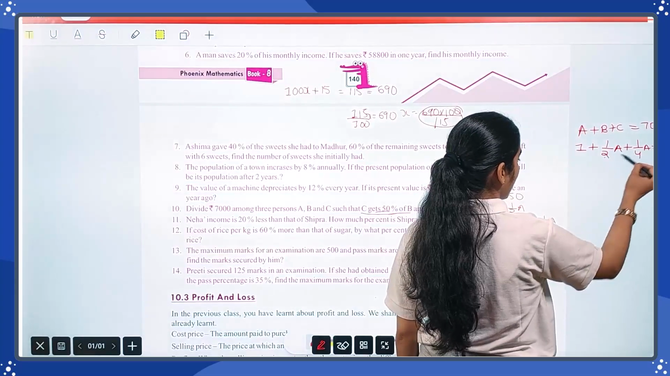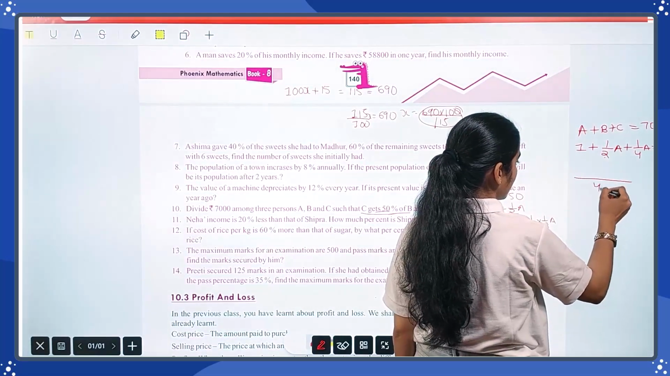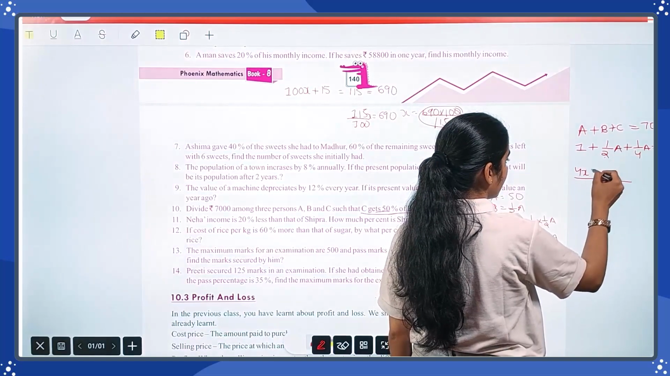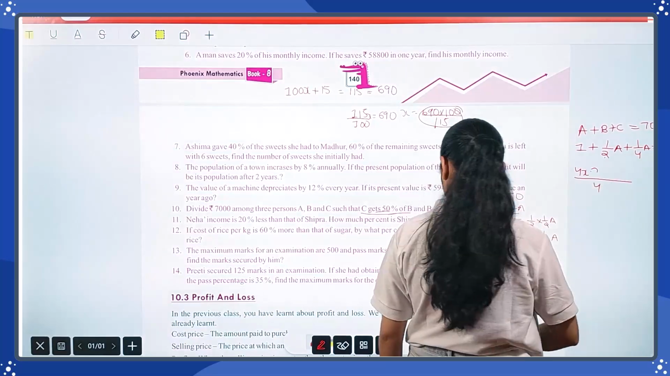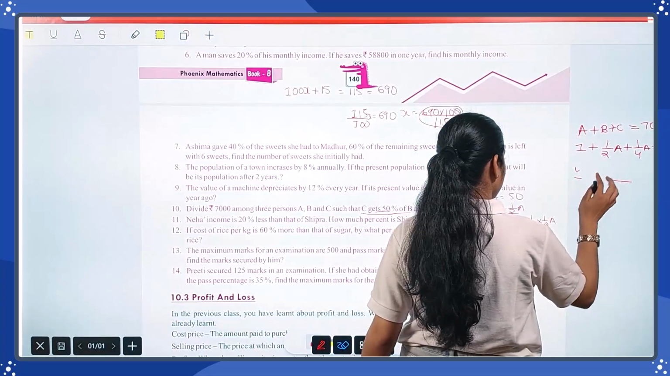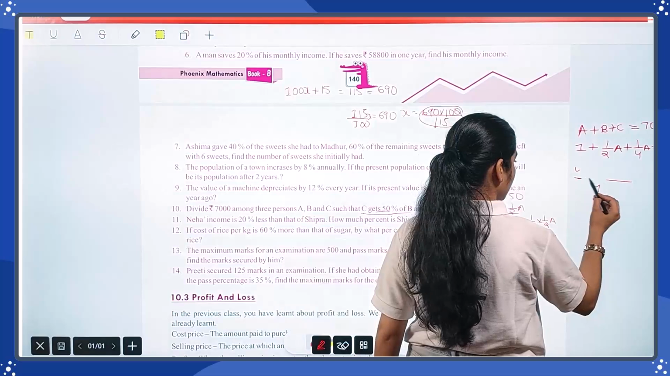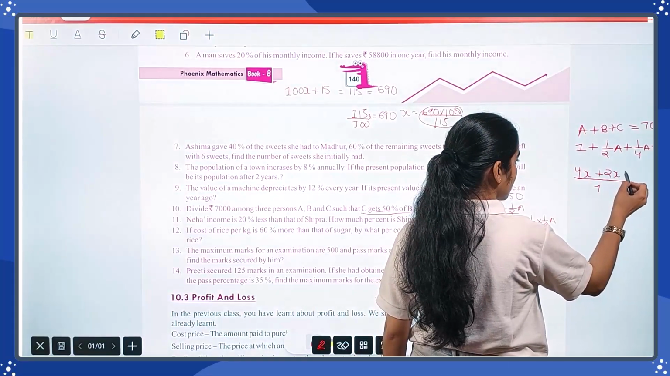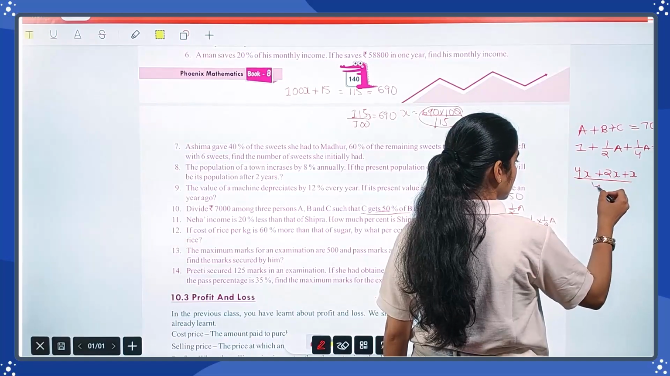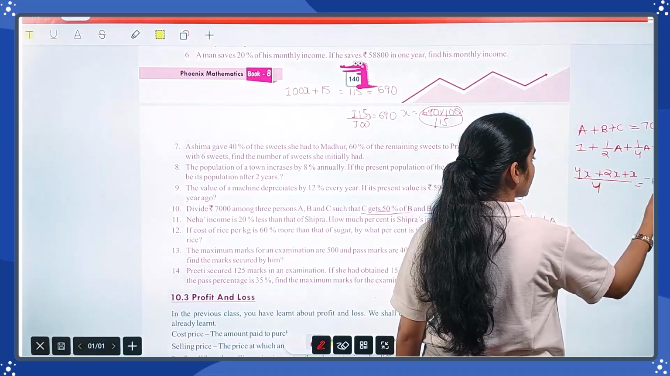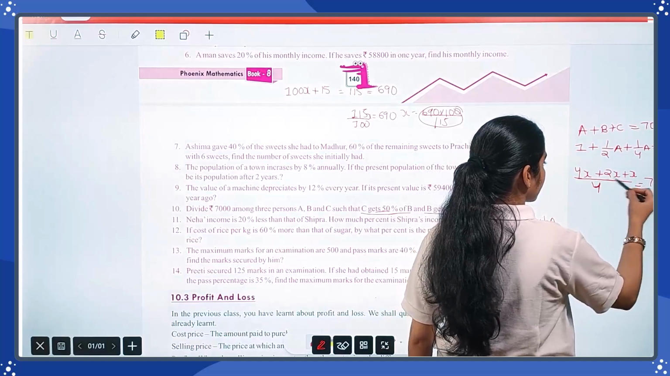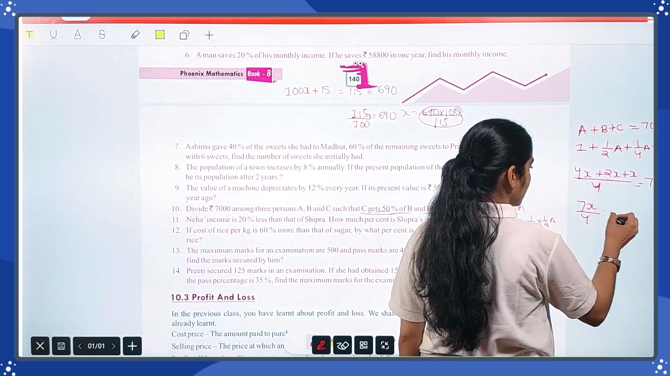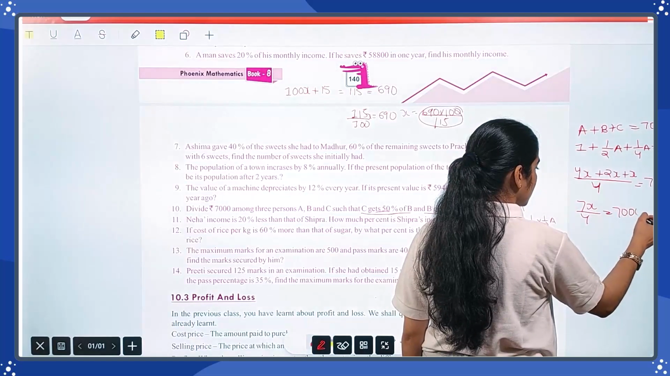The LCM of 2 and 4 is 4. So we write here 4x, 2x, and x. 4x plus 2x plus x is equal to 7,000. 7x upon 4 is equal to 7,000.